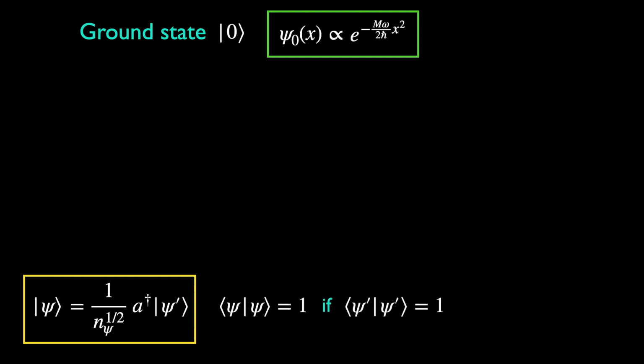The relation in the yellow box below allows us to normalize these states if the ground state itself is normalized. We do this recursively, as this simple example demonstrates.